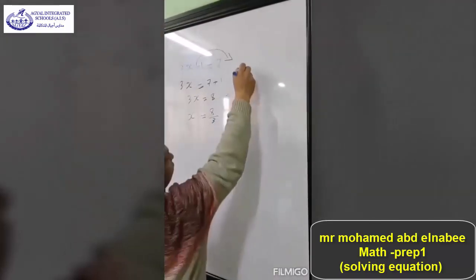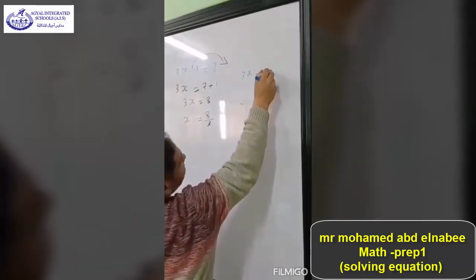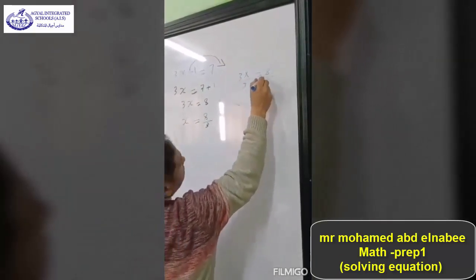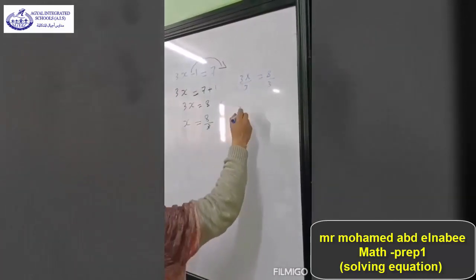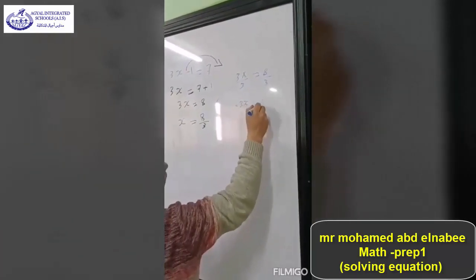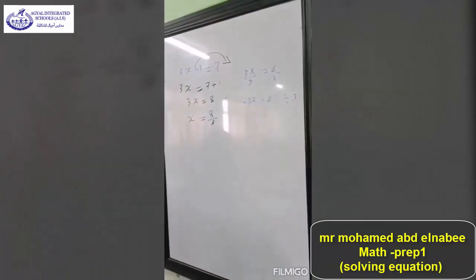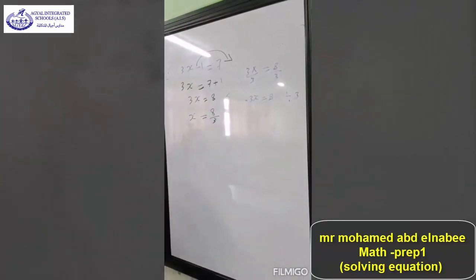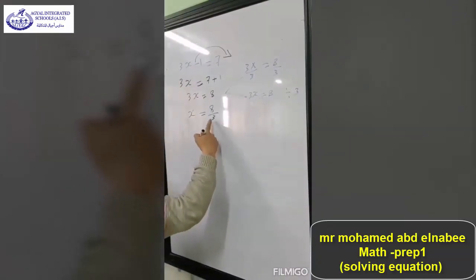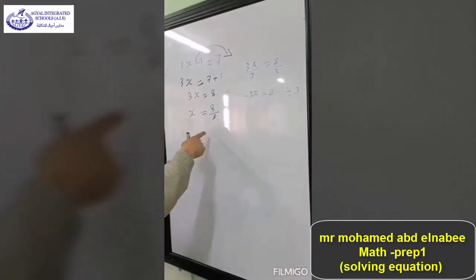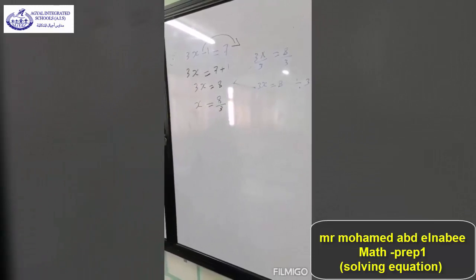We can write this as the following: 3x equals 8 over 3 over 3. Or by another way, 3x equals 8 divided by 3. Choose any one, or you can make it direct. We need the result as a final: 8 over 3. This number is an element in N.